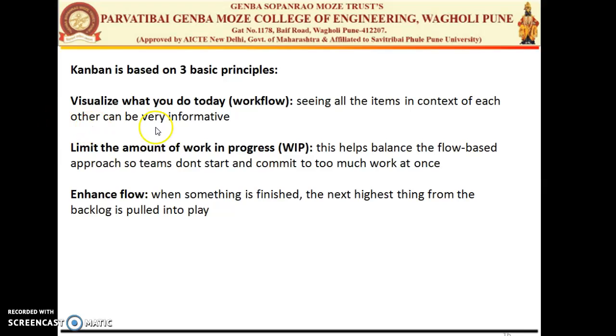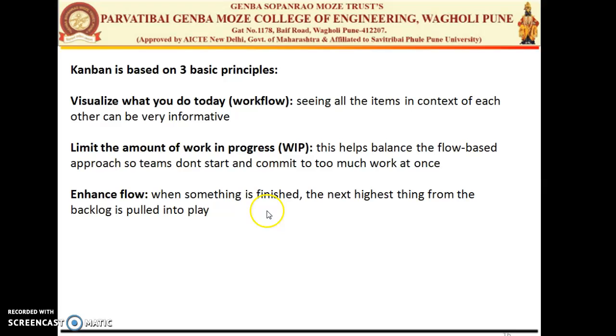The first is visualize what you do today, that is your workflow, seeing all items in the context of each other, which can be very informative. So visualize your work today with the help of cards. Second is limit the amount of work in progress, that means the number of cards attached in your column, that is WIP, work in progress. It will balance your workflow and your start and commitment dates. And the last one is enhance the flow.